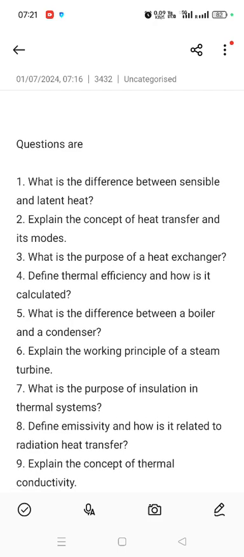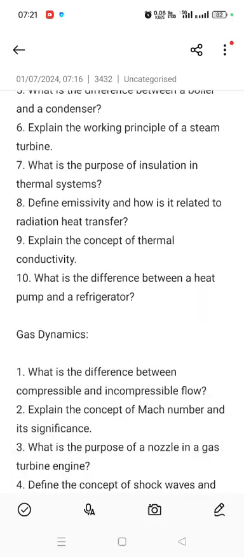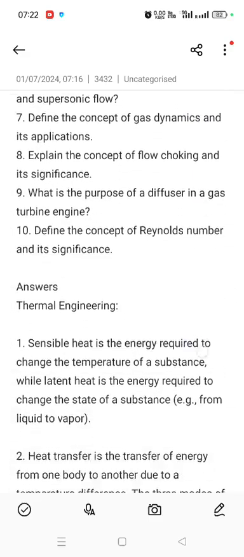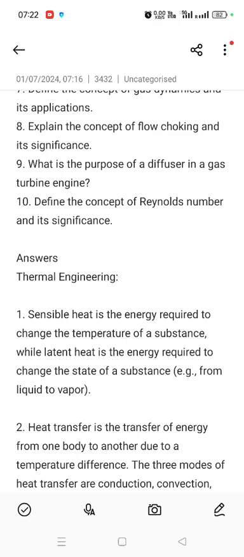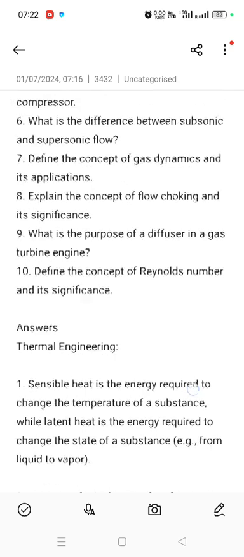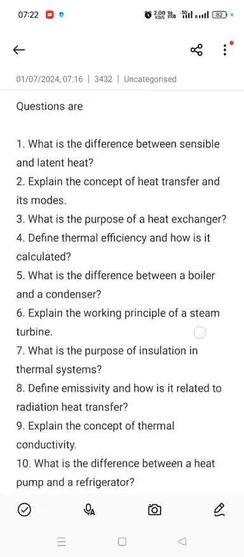What is the difference between sensible and latent heat? Sensible heat is the energy required to change the temperature of a substance, while latent heat is the energy required to change the state of a substance. Example: from liquid to vapor, or from solid to liquid, from ice to water, etc. Now we will move on to the next question.